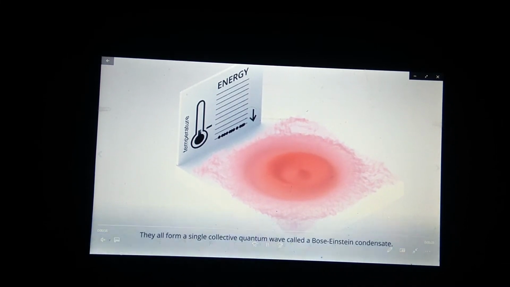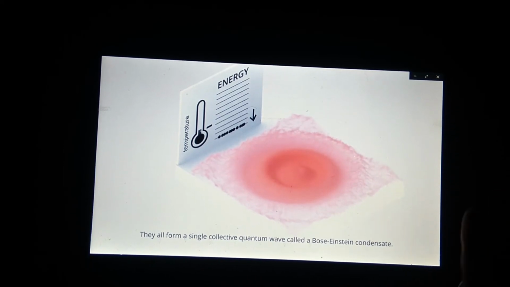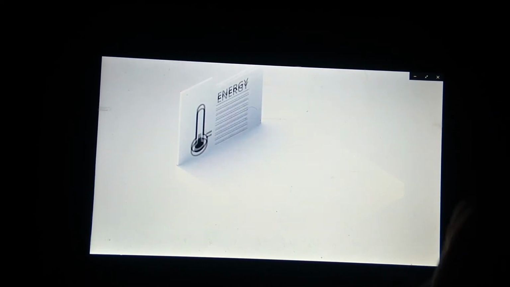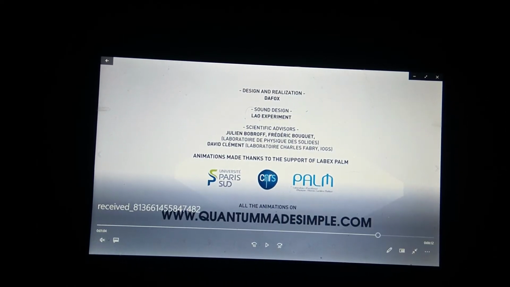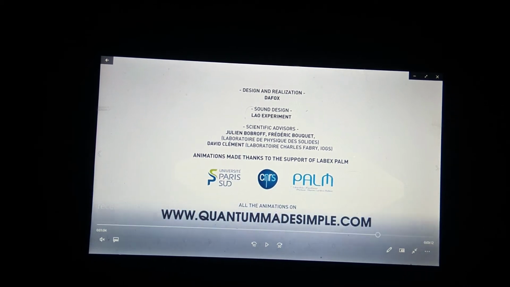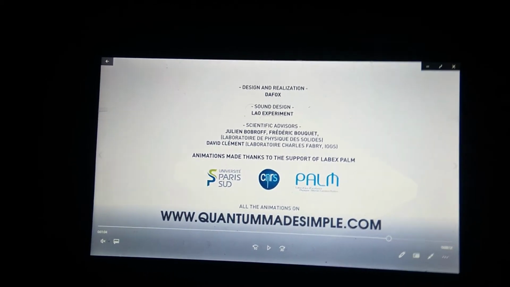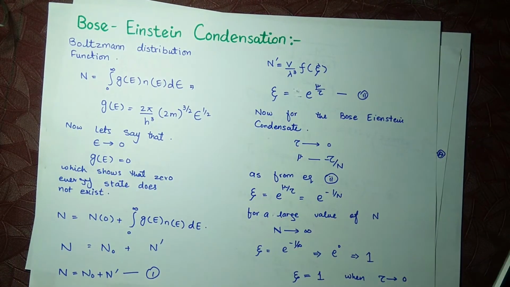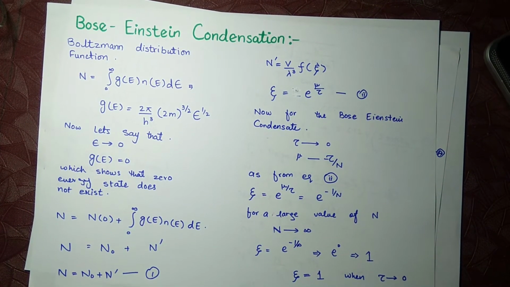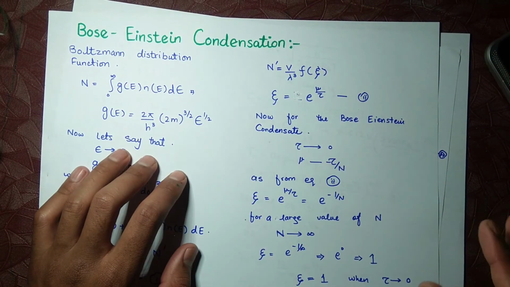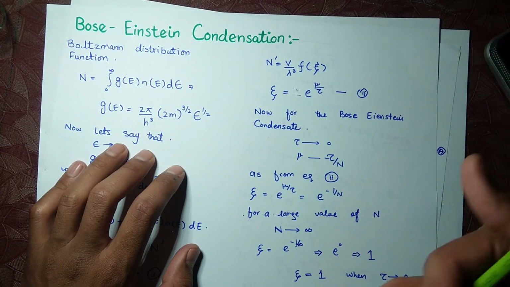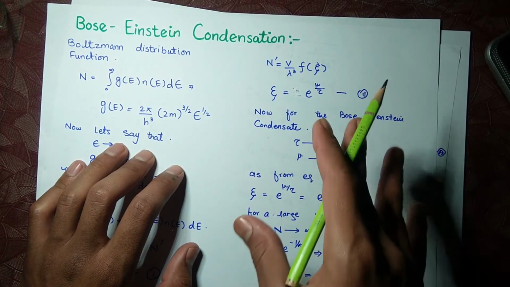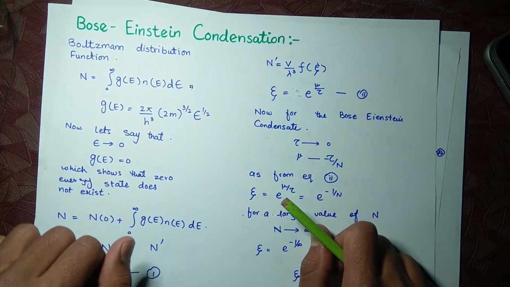So now you understand. I've given you the introduction about what a Bose Einstein condensation is. Let's move on toward our lecture. Now you've seen what a Bose Einstein condensate is, and what we are going to study today.